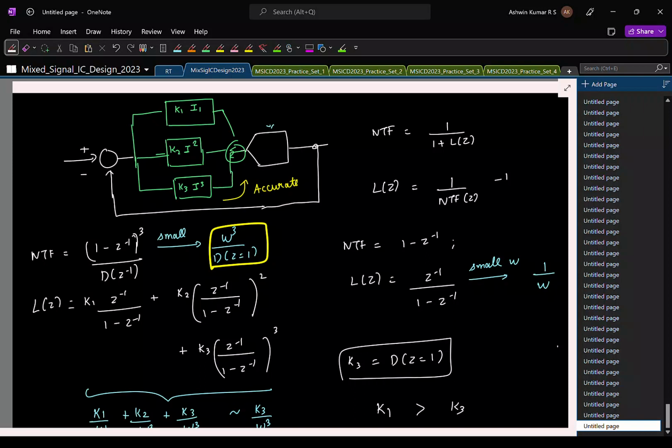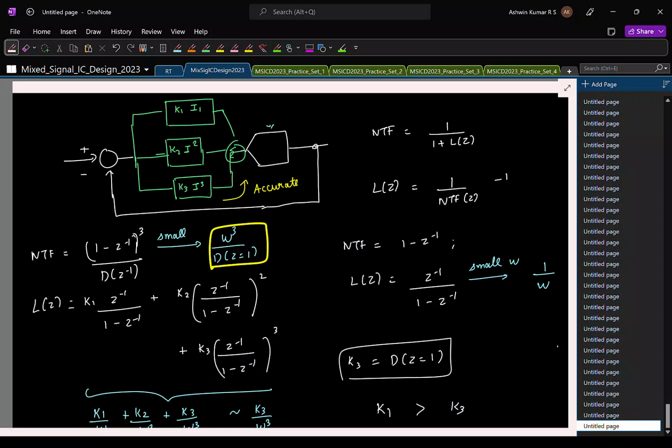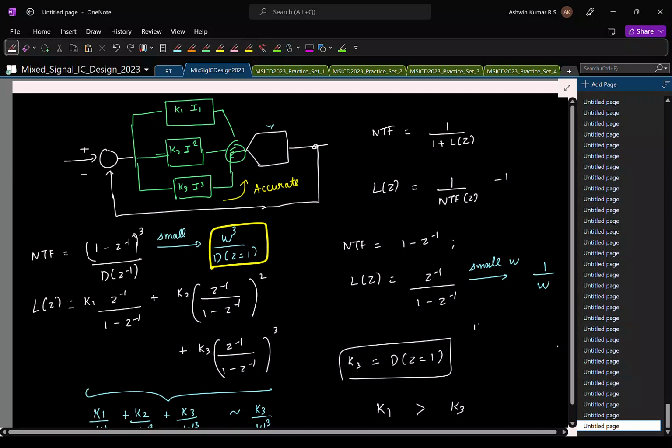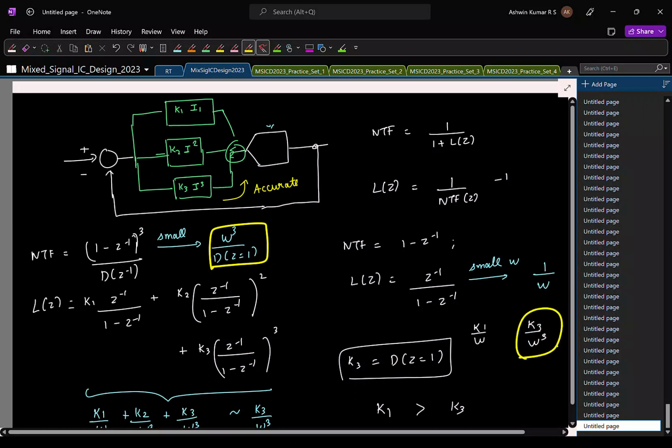Okay. Cool. What's the time? Sir, it's inaccurate. Correct. We are making K1 greater than K3. Yes, but finally if you see the gains, you have K1 by omega and K3 by omega cube, right? This omega cube will, in the long term, give a much larger gain, right?